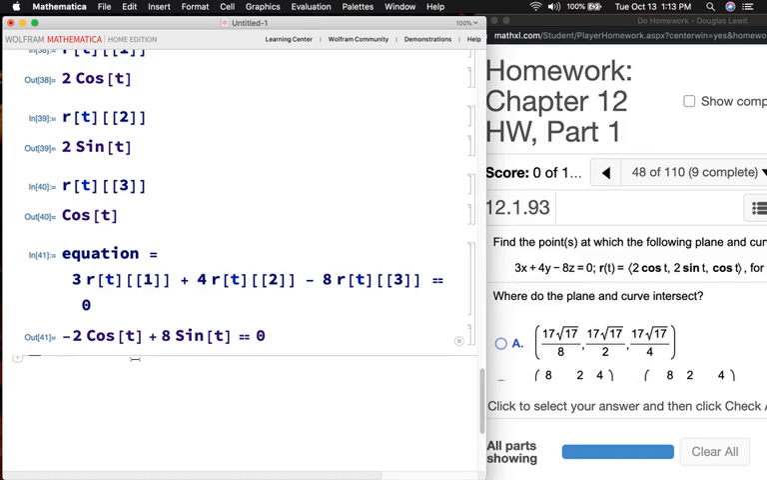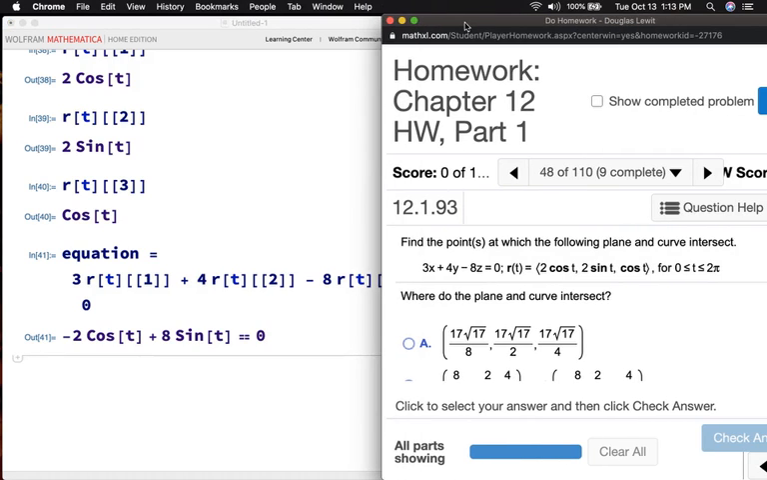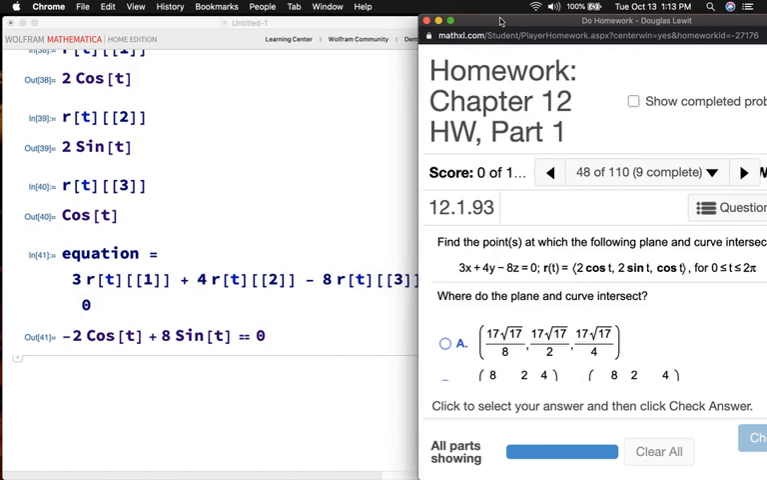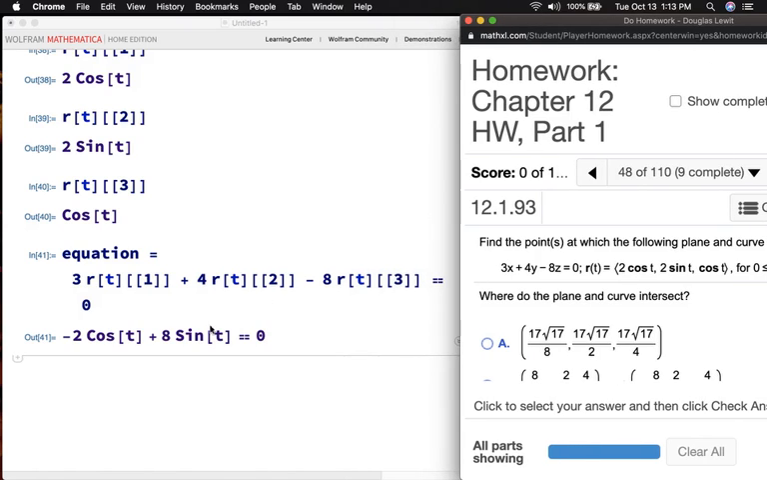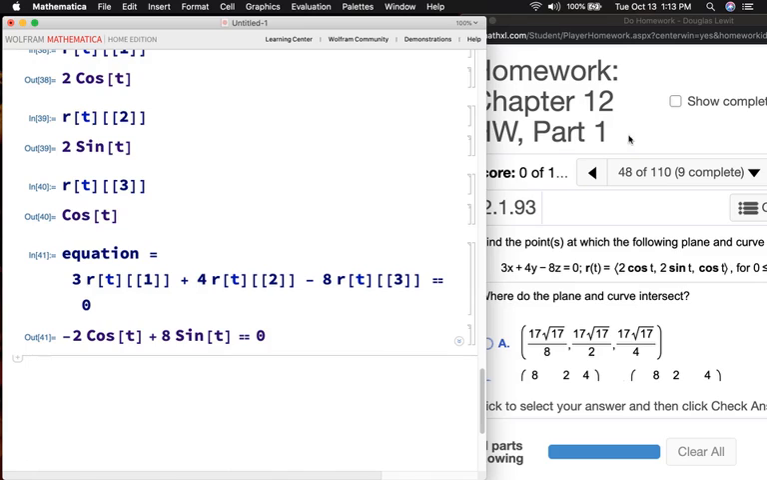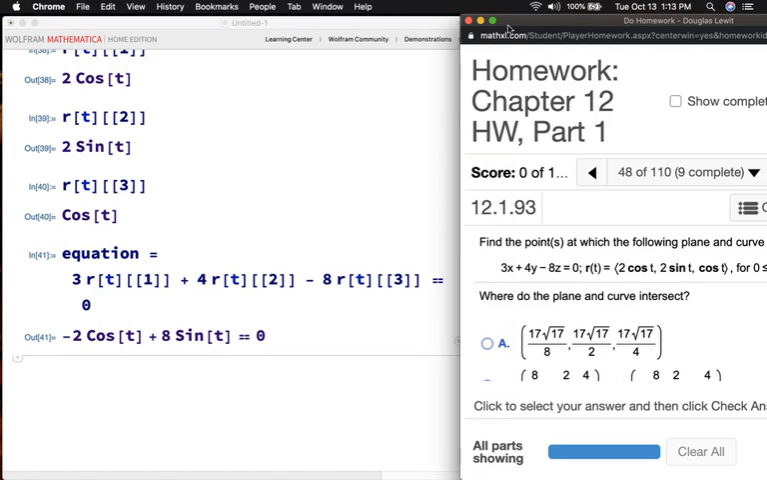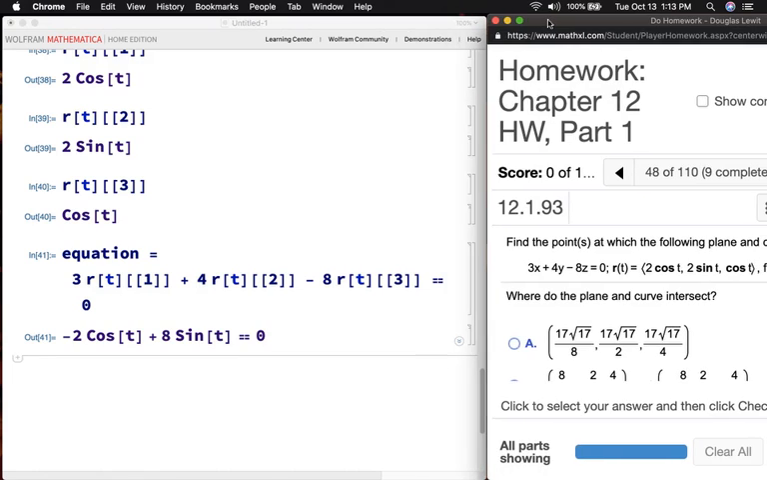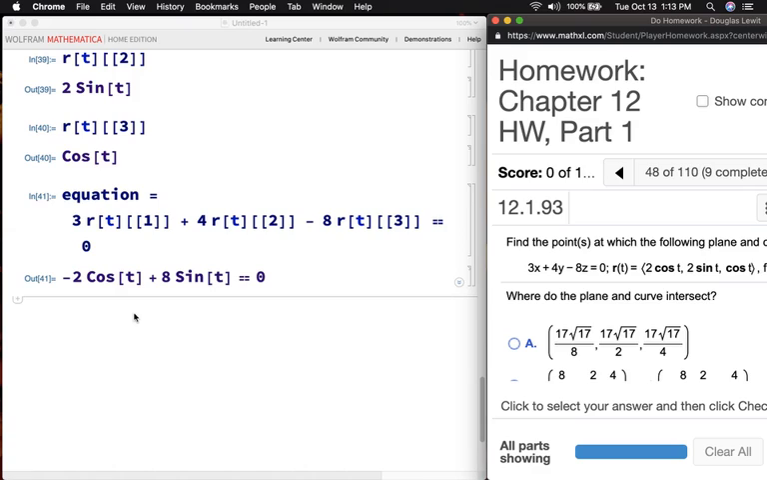So for some t which is between 0 and 2 pi, I know that negative 2 cosine t plus 8 sine t, or 8 sine t minus 2 cosine t, same thing, is equal to 0. Some of these trig equations can be really tricky to solve. Some of them can be a little bit difficult to solve. So what I recommend in this case is using Newton's method.